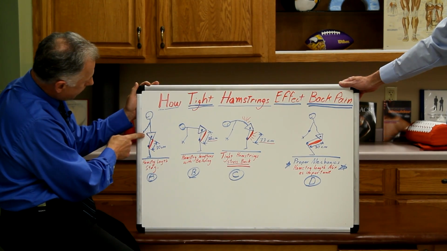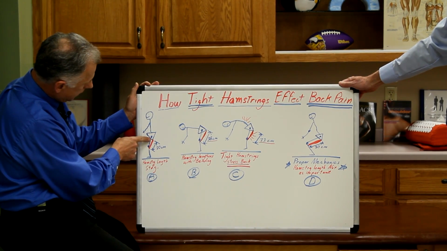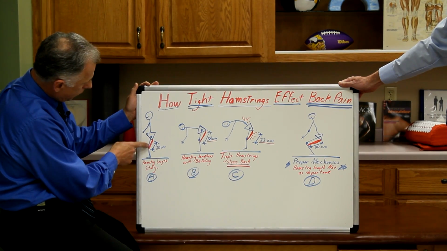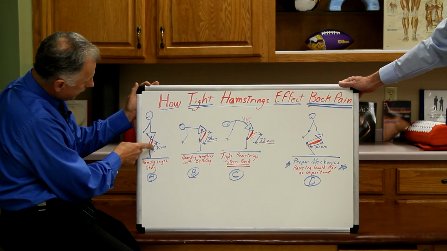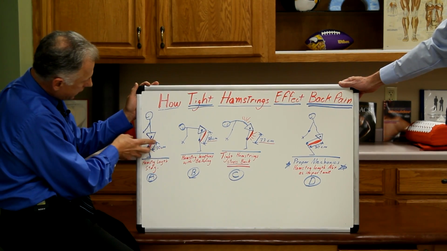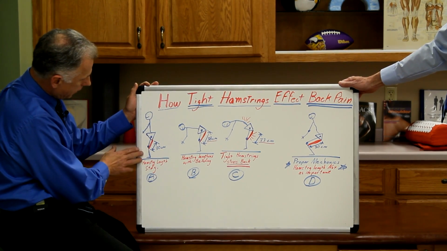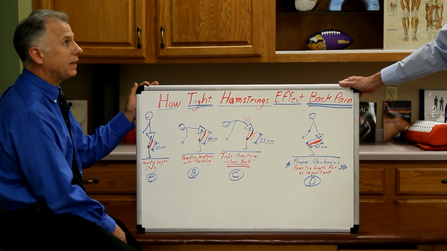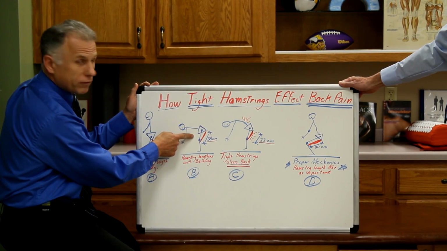The triangle represents the pelvis, and the bottom here is where it connects to the ischial tuberosity and below the knee, and then the red line represents the hamstring. These numbers are arbitrary just to make the point. Let's say it's 30 centimeters from here to here, okay? Everything is fine and dandy. And this person's got flexible hamstrings.